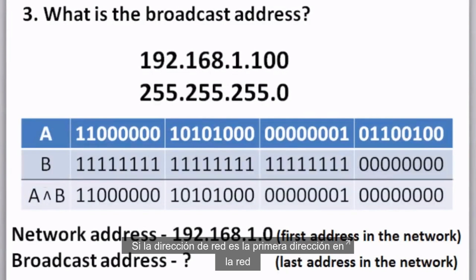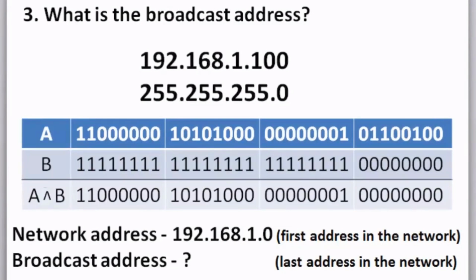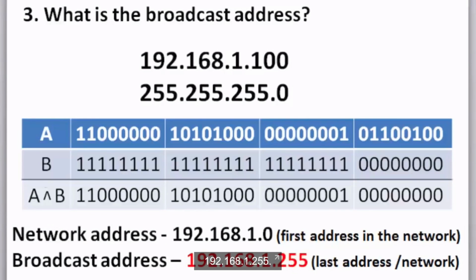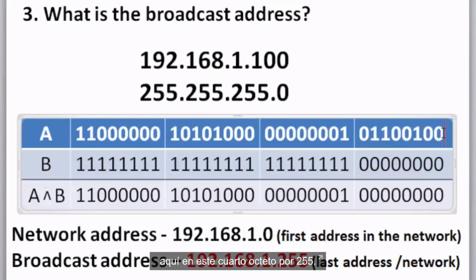If the network address is the first address in the network, the broadcast address is the last address in the network. In this case, the broadcast address would be 192.168.1.255. Let's plug the 192.168.1.255 broadcast address into our table and do the ANDing operation just to prove that it's still within the one network. If we go up here to our table, I can replace this 100 right here in this fourth octet with 255.